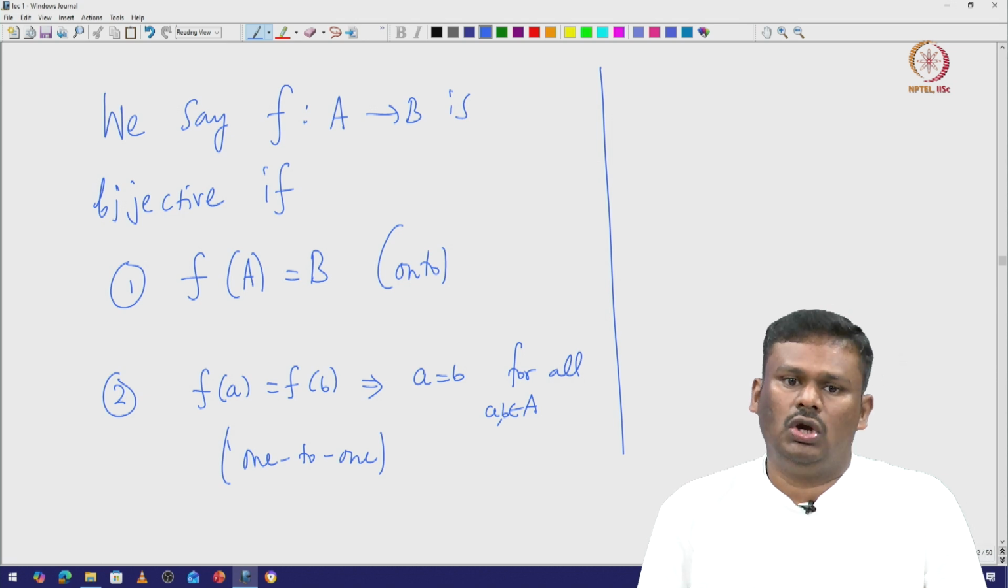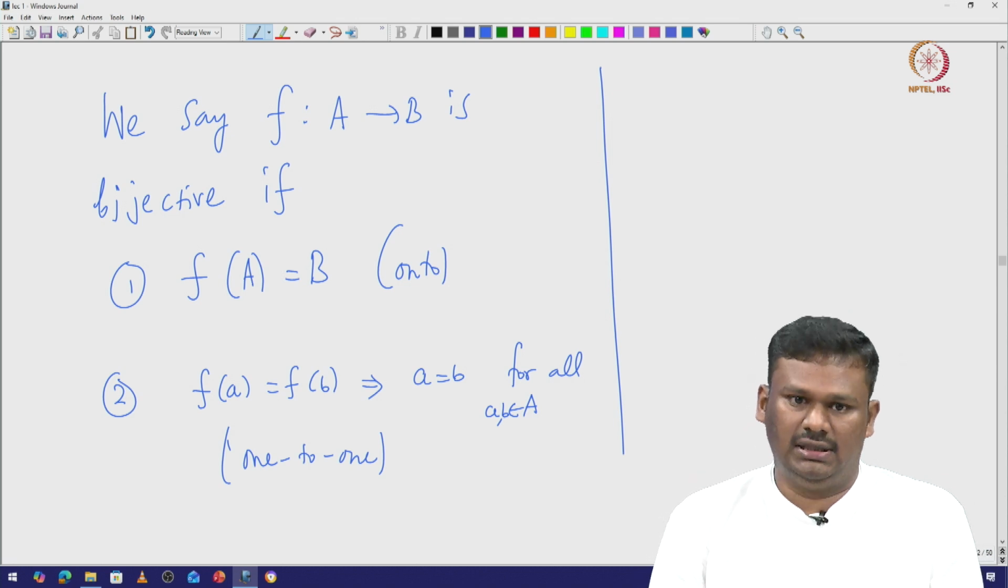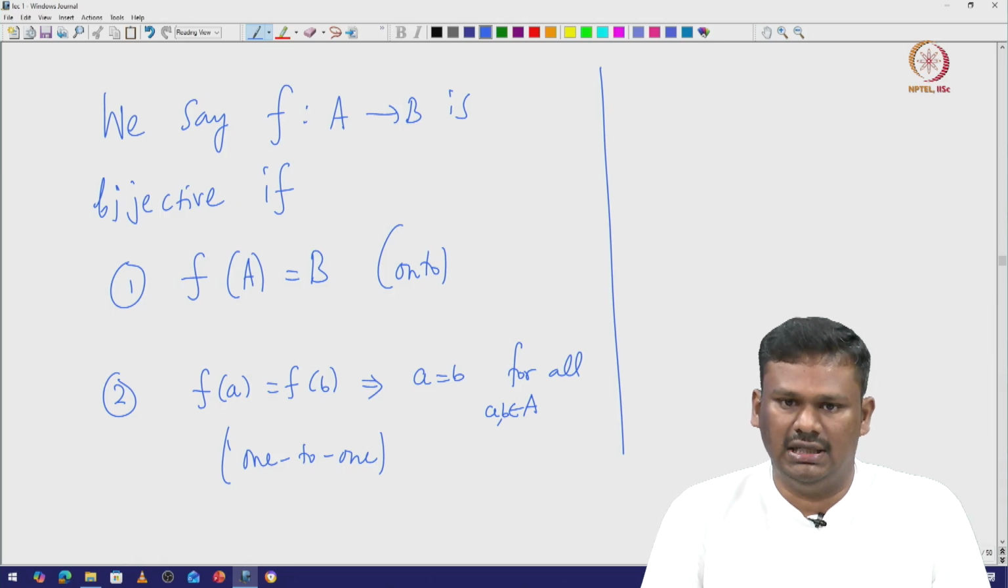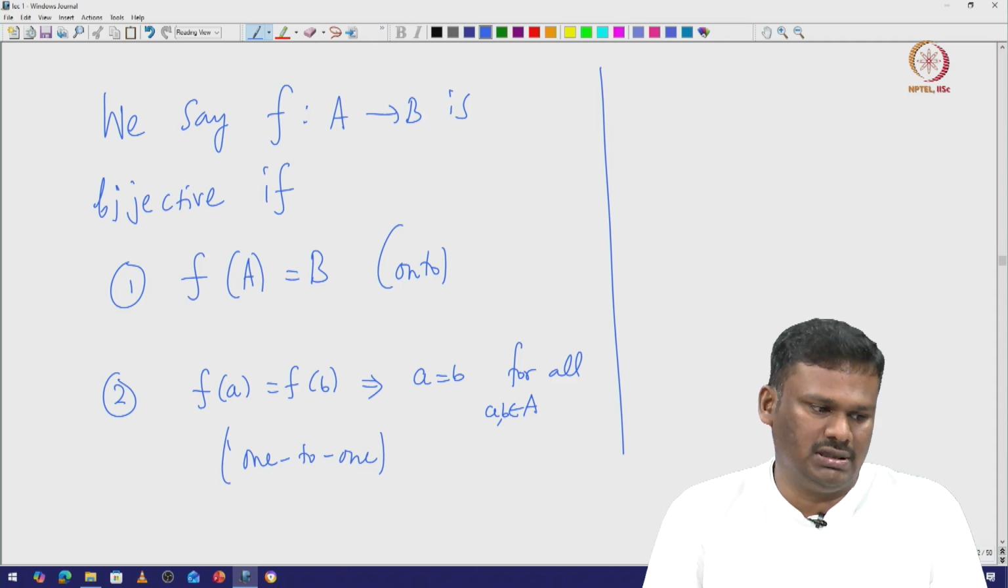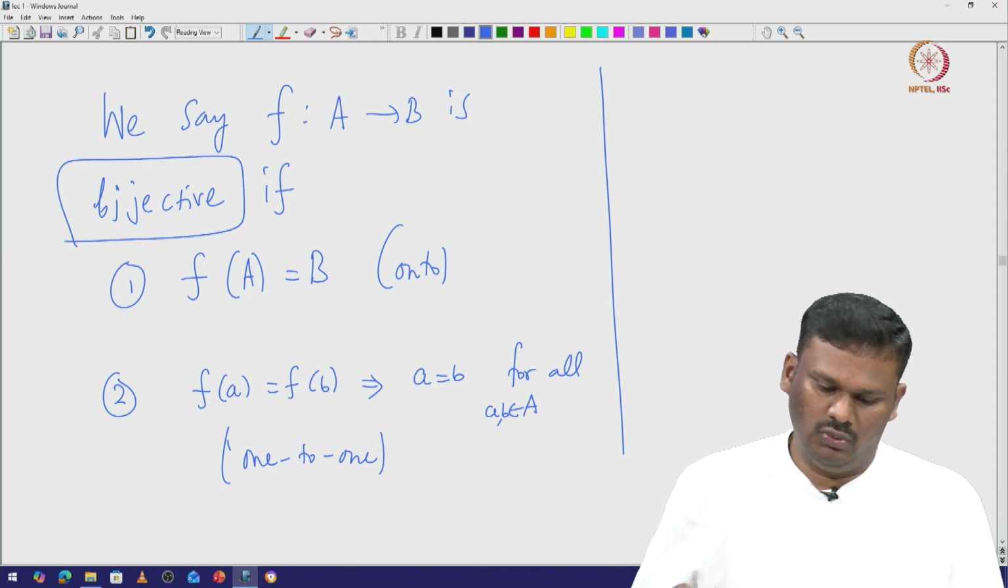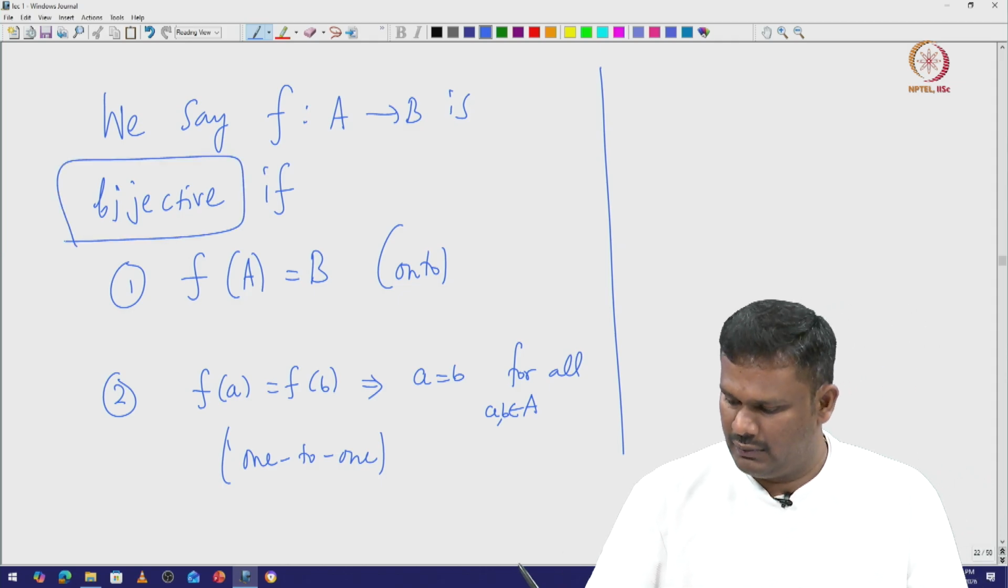So, this is the mathematical definition of bijective. Bijective means both onto as well as 1 to 1, that means both surjective as well as injective. Usually the words surjective and injective are used in algebra a lot, and in basic analysis we use onto and 1 to 1. Anyway, it is interchangeable. So, it is clear what is the meaning of bijective.